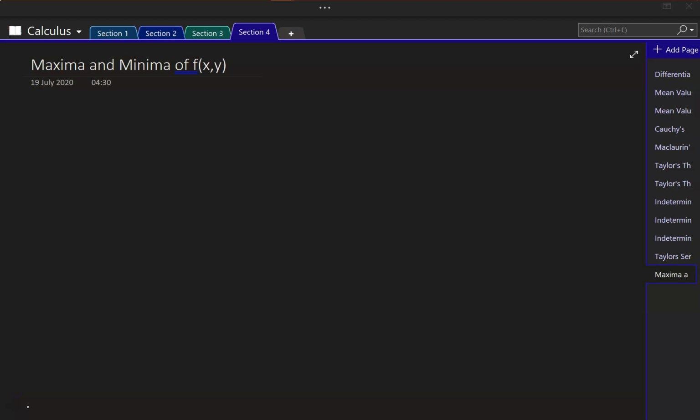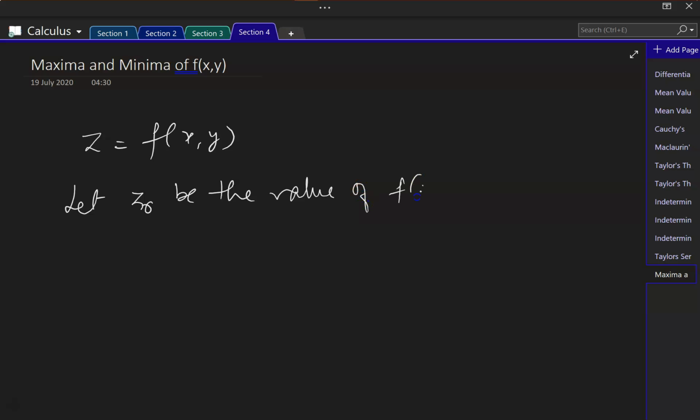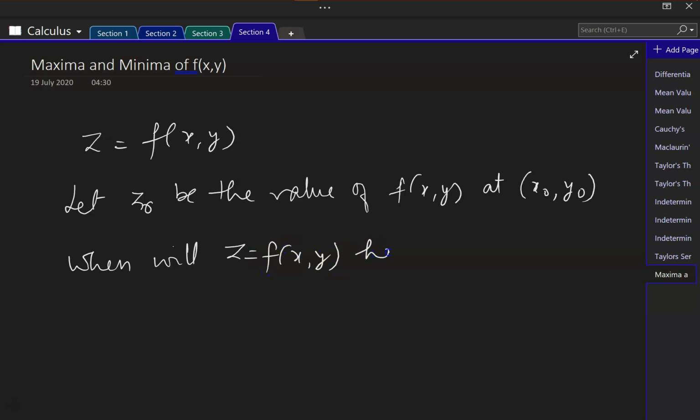Let's look at maxima and minima of a function of two variables. So let's say z is equal to f of x comma y, a function of two variables. Let z naught be the value of f of x comma y at x naught y naught. So the question is, when will z is equal to f of x comma y have a maximum at x naught y naught?